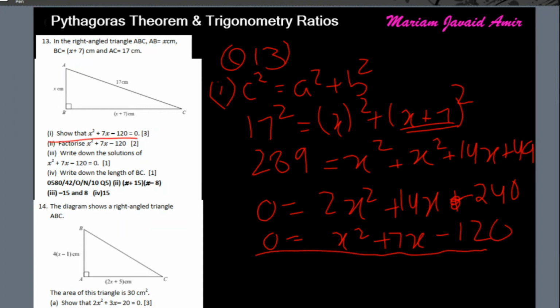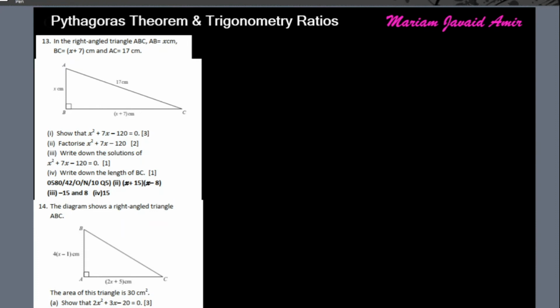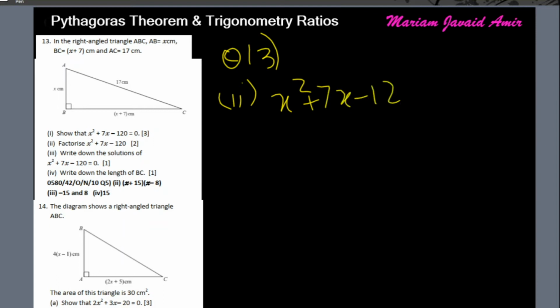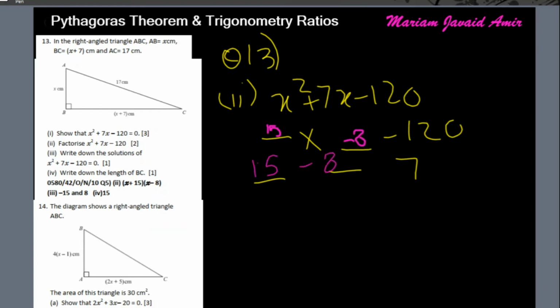Alright, now let's do part 2, which is to factorize this expression. We're looking for two numbers which when multiplied give us minus 120 and which when added give us 7. So what would be those two numbers? I think 15 and minus 8 would be the factors. 15 times minus 8 is minus 120 and 15 minus 8 is 7.